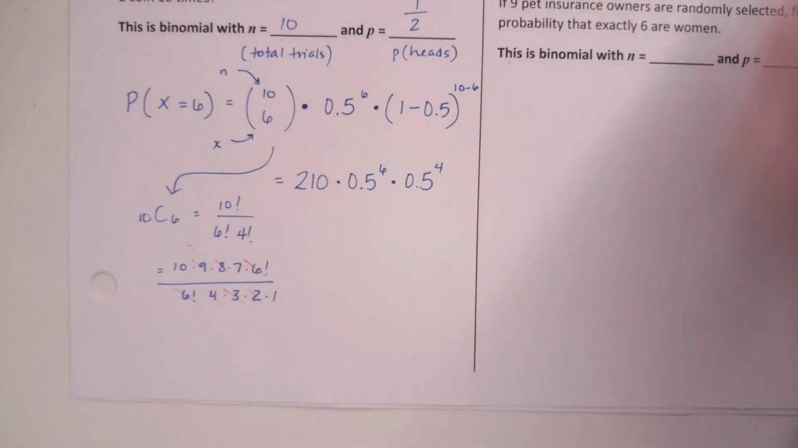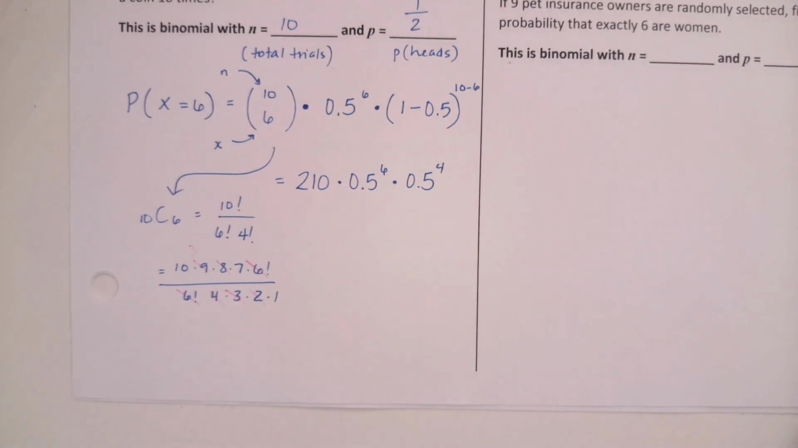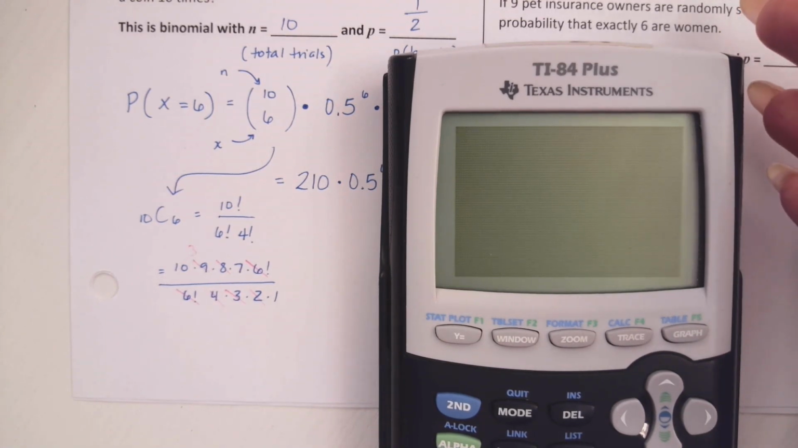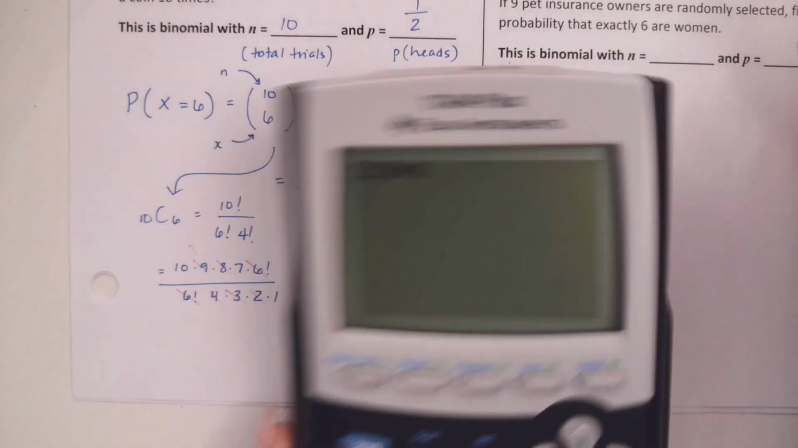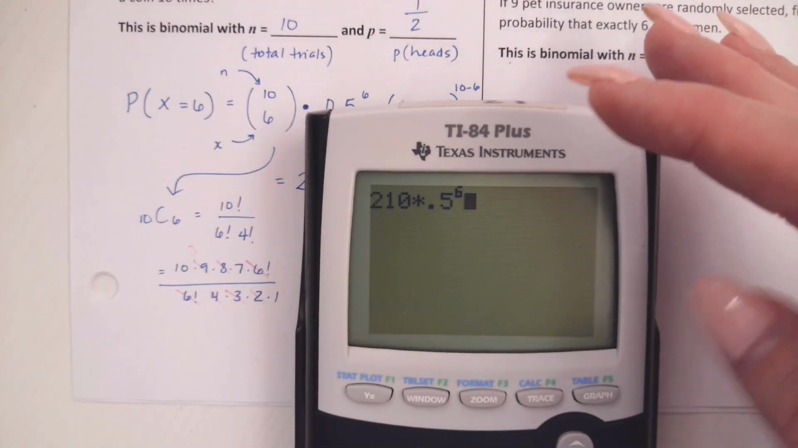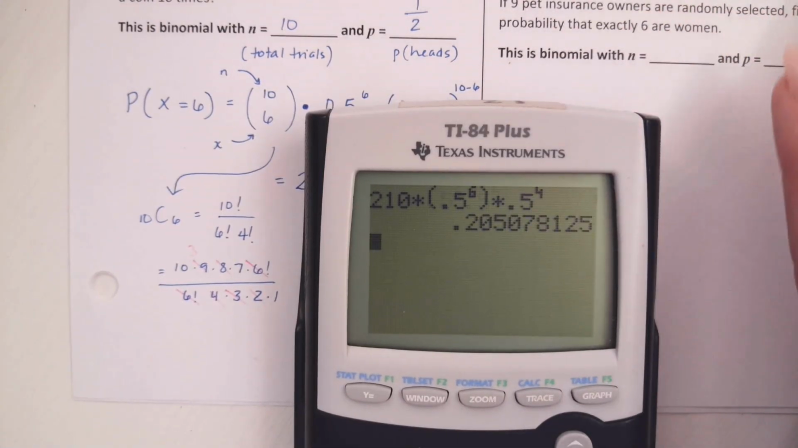Everybody grab that calculator. We got 210. Daniel, you grabbed a calculator? Times 0.5 to the 6th power times 0.5 to the 4th power.